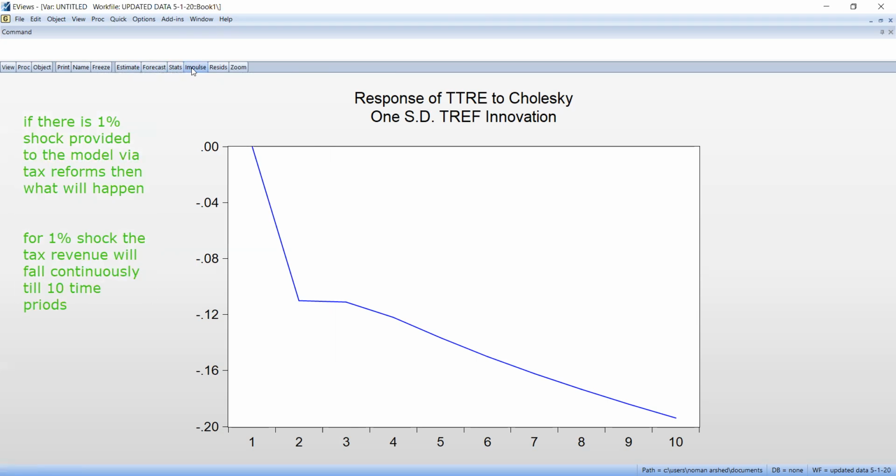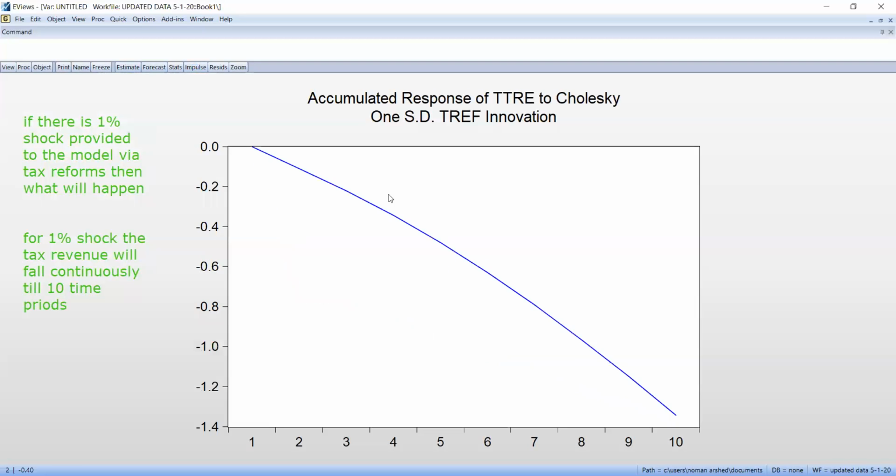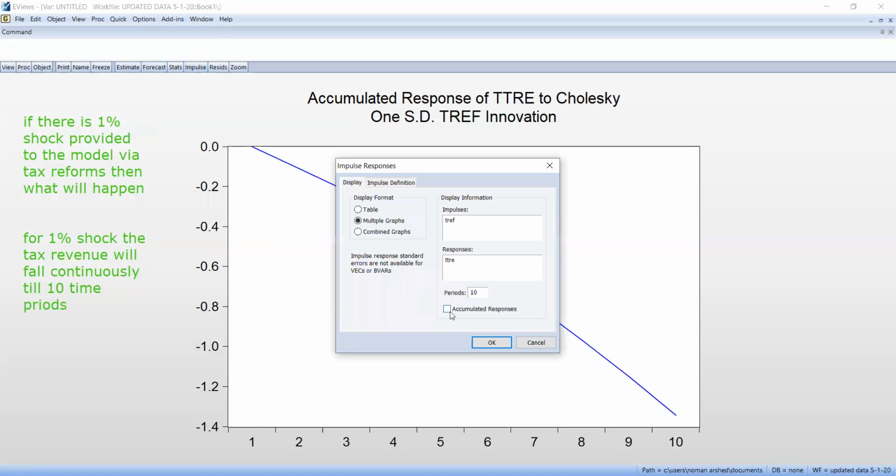Now if you make it cumulative, it means adding an aggregate effect. So you take it here, and in the aggregate effect it is going down slowly. So this is the short run, meaning you can say what will be happening at that time period only. And if you want to see the total effect, you can use this method.